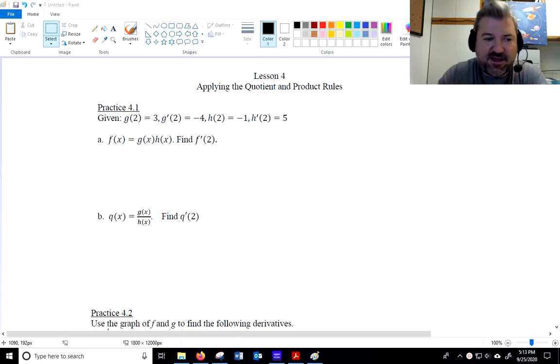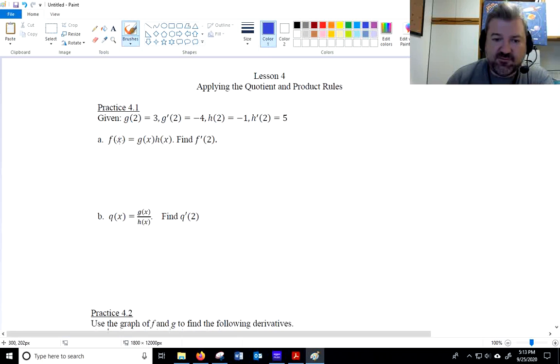First, I'll start you off with a practice problem. Given that g of 2 equals 3, g prime of 2 equals negative 4, h of 2 equals negative 1, and h prime of 2 equals 5, I would like for you to evaluate each one of these questions for A and B. So pause the video right now and give it a try. Okay, so let's see how it went. Hopefully you had some success.